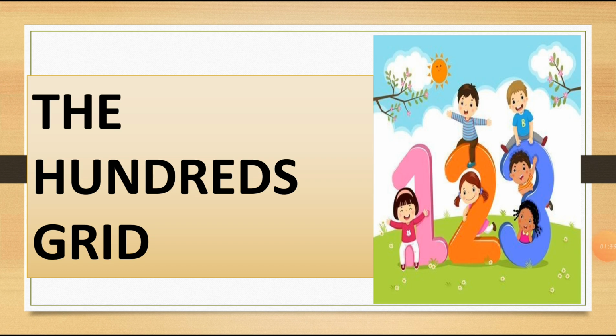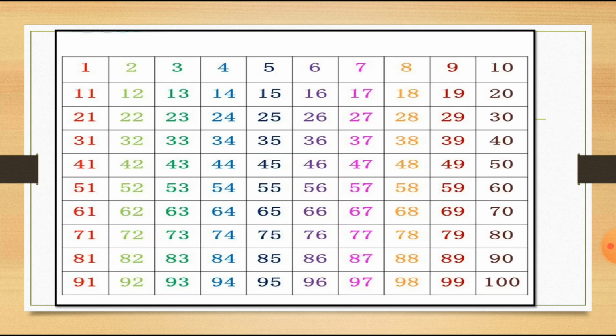As you know the meaning of the hundreds grid, how we use it for addition and subtraction, the shortcut methods, the examples. You all know how to solve the sums using this hundreds grid. This is the hundreds grid. It means the numbers 1 to 100 in a table.